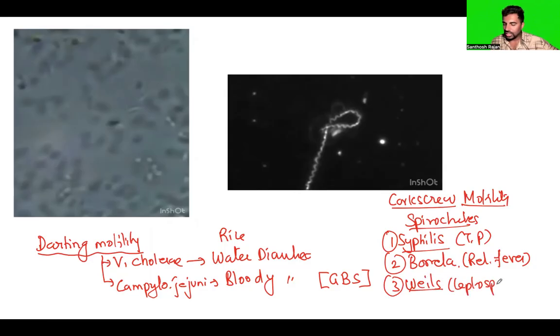So these are the three things, okay? Borrelia, Leptospira, Treponema pallidum. One of these things, according to the clinical feature, they might give you. So it's one of the spirochetes. It should be one of these three, okay? Borrelia, Treponema pallidum, or Leptospira. Okay, so please remember these two motilities: corkscrew motility of spirochetes and darting motility of Vibrio and Campylobacter jejuni. Okay, next one. We got the next one.